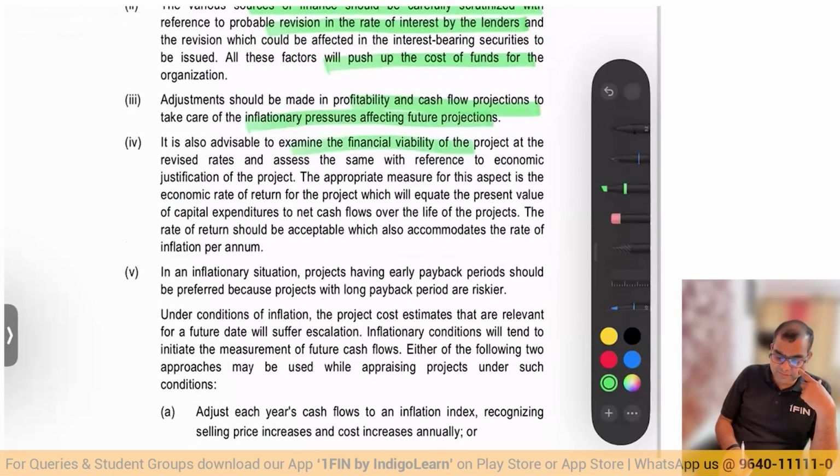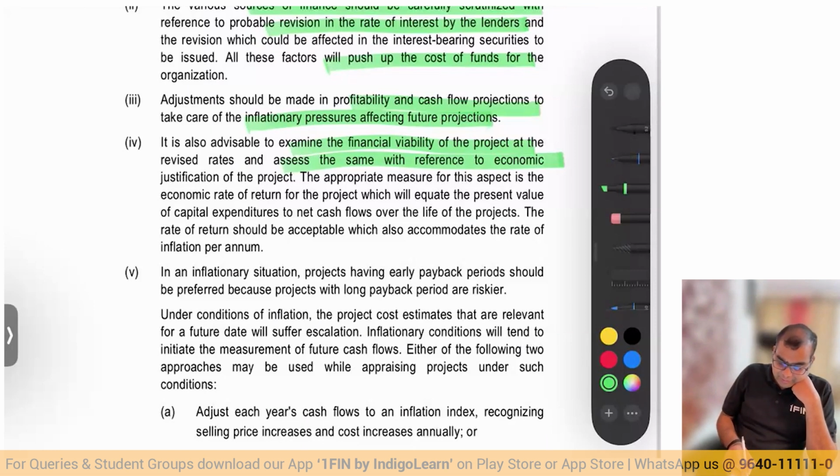It is advisable to examine financial viability, revise it, and assess the same with reference to economic justification of the project. That is, you examine the viability at all revised rates. Please don't take one single rate. When I say rate here, we are not referring to the inflation rate. We are referring to the lending rate. So please evaluate the viability of the project at various lending rates.